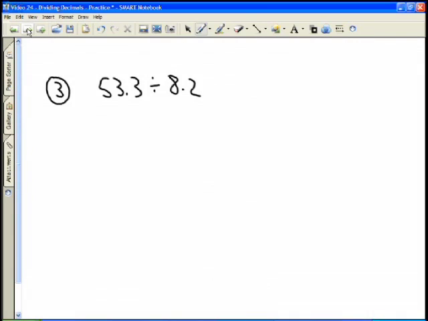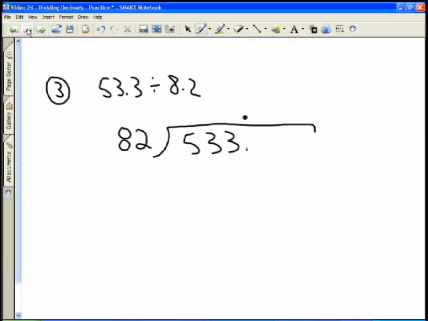And in the last example, we have 53.3 divided by 8.2. So again, we're going to do 82 and 533 instead of the 8.2, right? We kick this one over one decimal place, and we kick this one over one decimal place. And so now we have 533 over 82. And I'm going to make a mistake here intentionally. So let's watch this error.